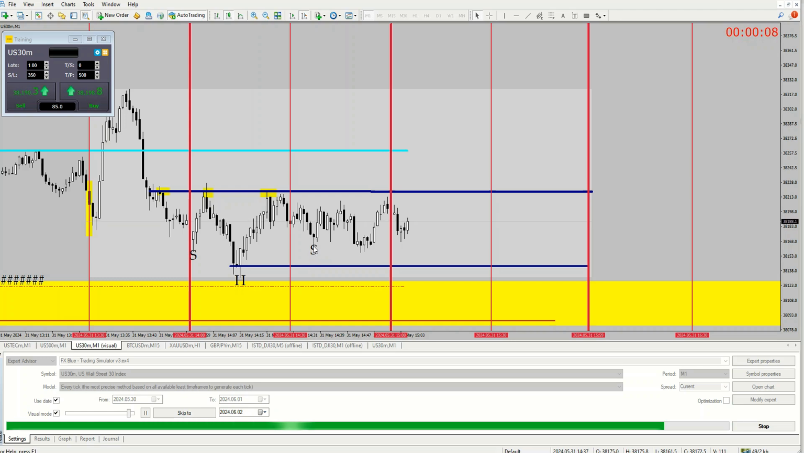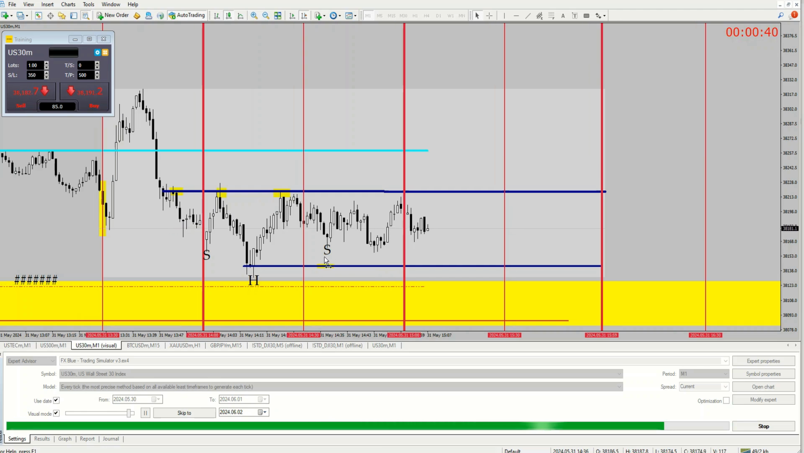I saw a head and shoulder, and for it to be invalidated, they would have to break this line. They didn't break this line, so this was valid until they started consolidating. When they start consolidating again, it becomes an issue for me. So I can just remove this head and shoulder, because now they're telling you that they're building something bigger.